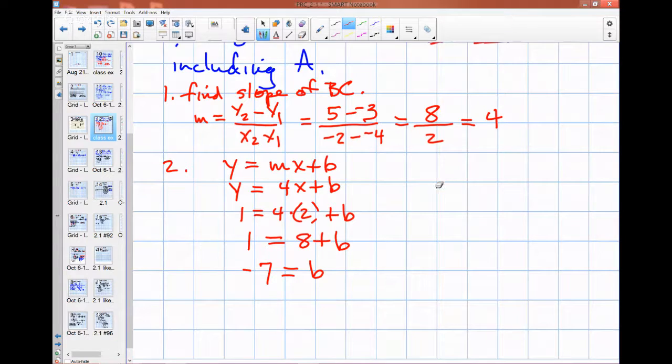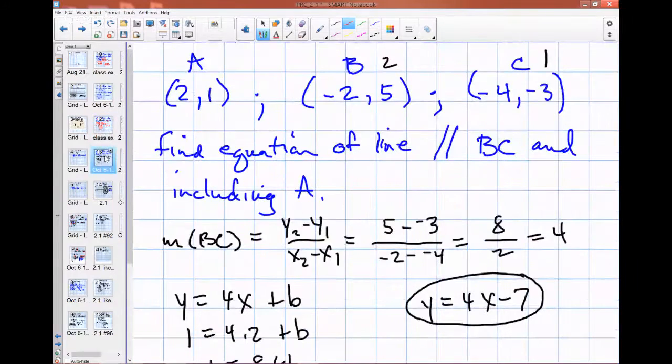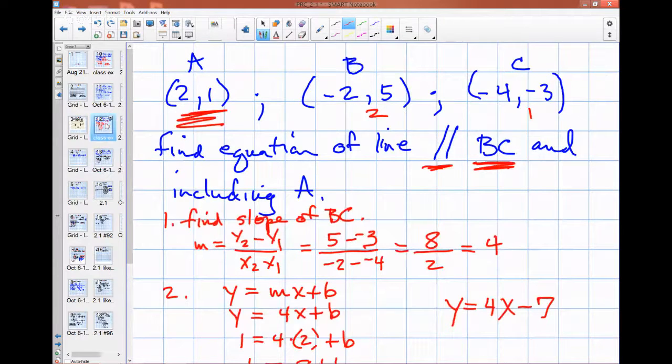So let's just take a look. We write it out with our slope: y = 4x - 7. Oh, you can also say, if you want, plus a negative 7. Let me just check it. I did it a different way, and yep, same answer here. Questions on that one?